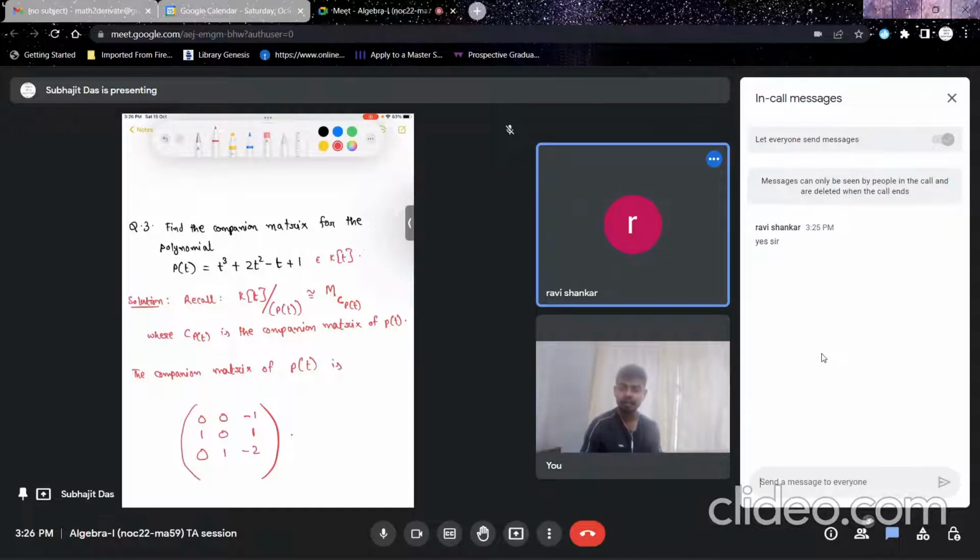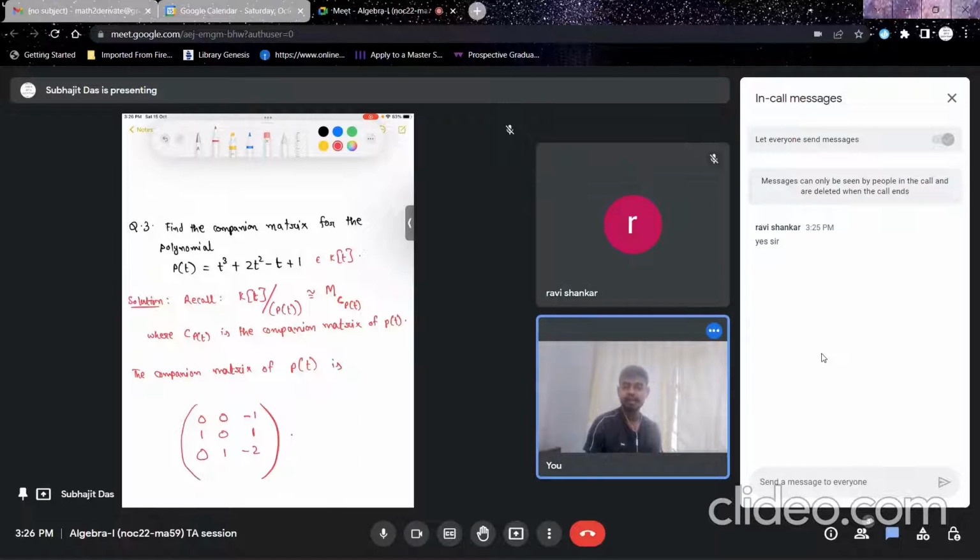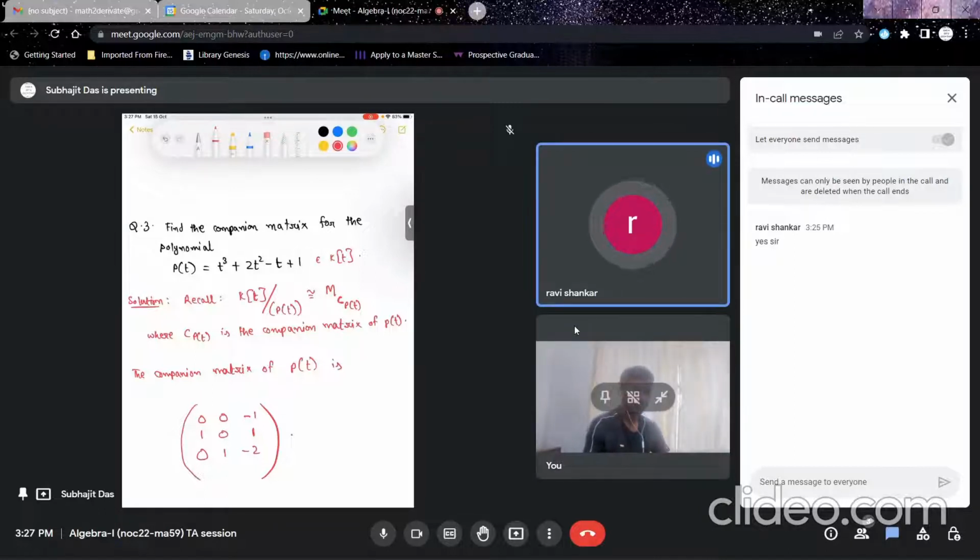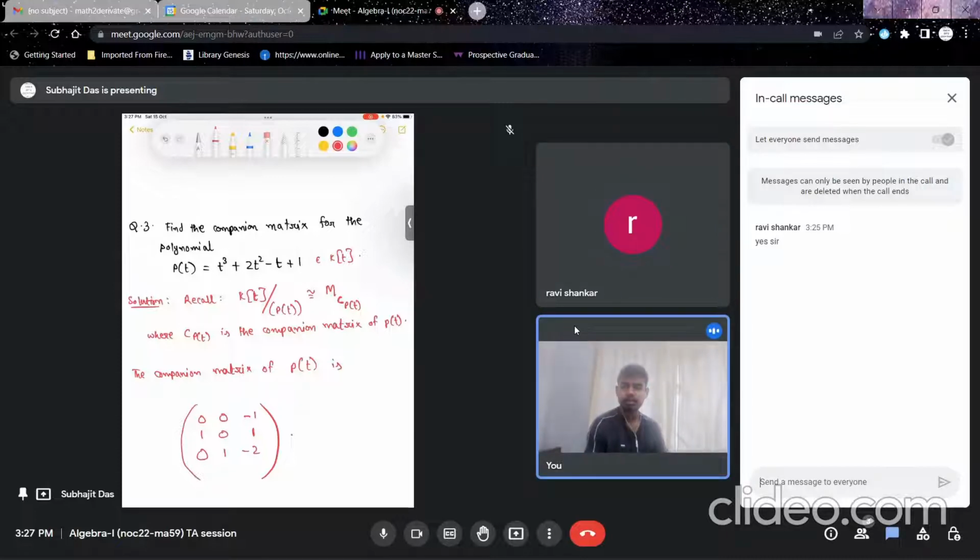Yeah. So basically, what I'm trying to say is that if you consider M_C(p(t)), then this is actually a cyclic module, and it is isomorphic to k[t] modulo the ideal generated by p(t). This is what I'm trying to say. It looks like any quotient ring looks like: the elements are the cosets of the ideal generated by p(t), right? And what we saw is that it is actually isomorphic to M_C(p(t)). You understand what M_C(p(t)) looks like, right?